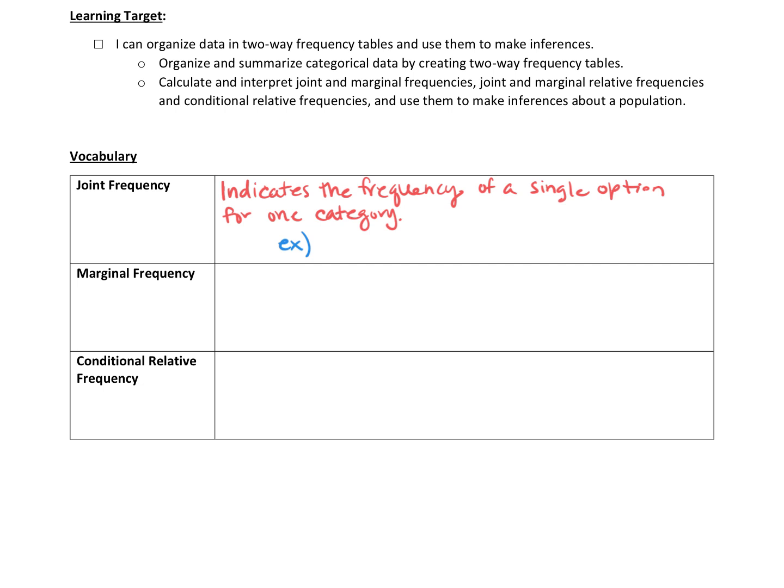sense. But for example, you could think of the frequency of robin, so a bird, the frequency of robins that are in forest A. So a joint frequency is the frequency of a single option. So in this case, the single option are robins for one category that are in forest A. So that is a joint frequency.